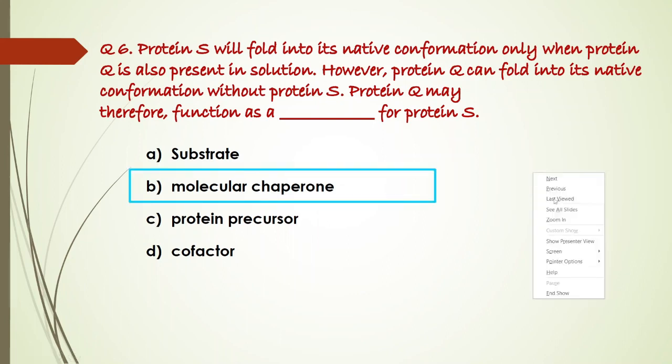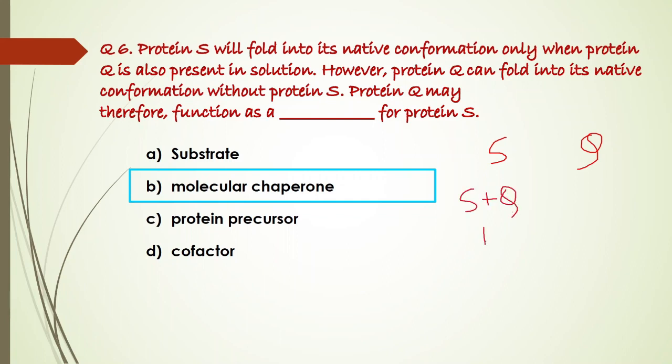So basically the question was stating, you have your protein S and you have your protein Q. If S needs to fold into its native conformation, say suppose it has this native conformation, it will need the help of Q to get into it. Say I am writing N as the native one. But Q can individually form a native conformation. So what is protein Q for it?